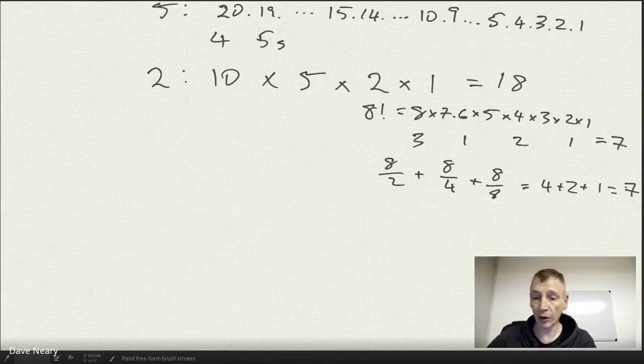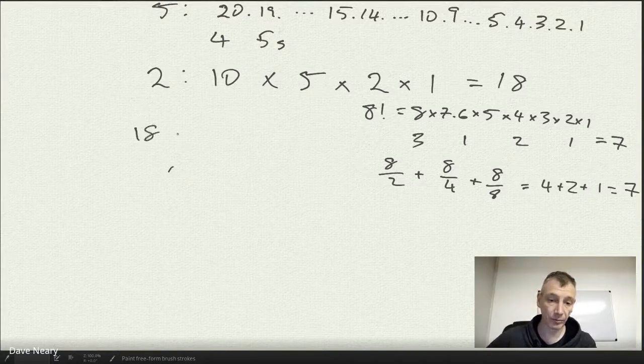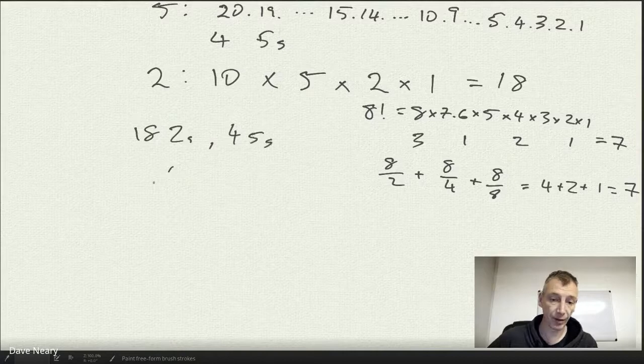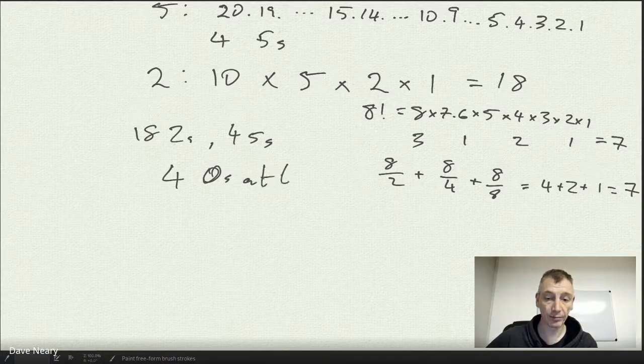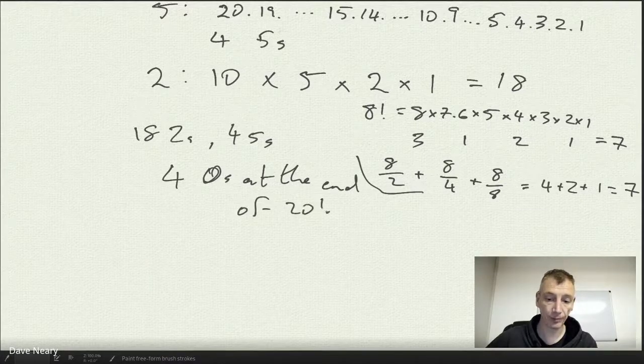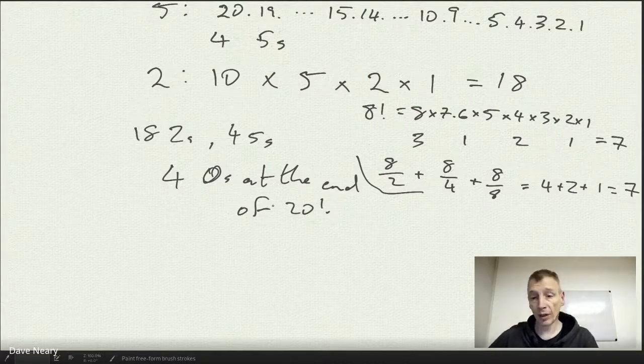So what we know is we've got 18 2s and 4 5s. So we know we've got 4 zeros at the end of 20 factorial. Ta-da! Okay, so let's stop there for the time being.